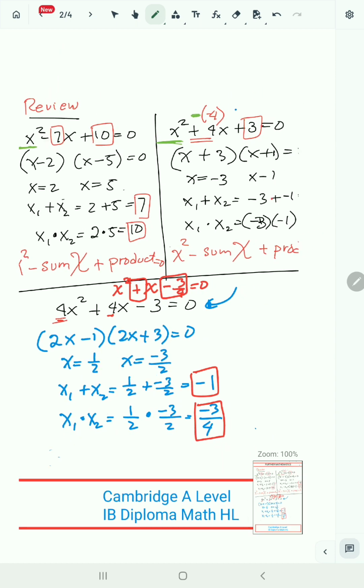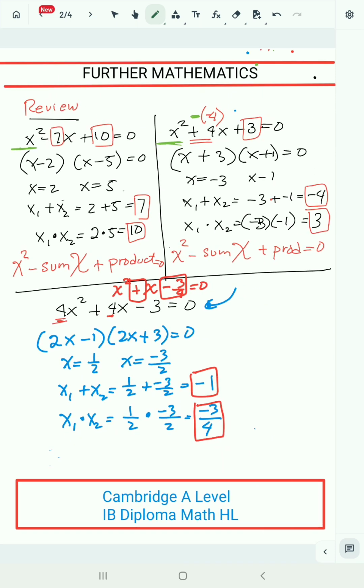So basically what I am trying to say is that in these three examples, we have proven that x squared minus the sum of the roots, x, plus the product is equal to 0. That is very, very important. Now, that is the A-level part. Let us now proceed to the further mathematics part.